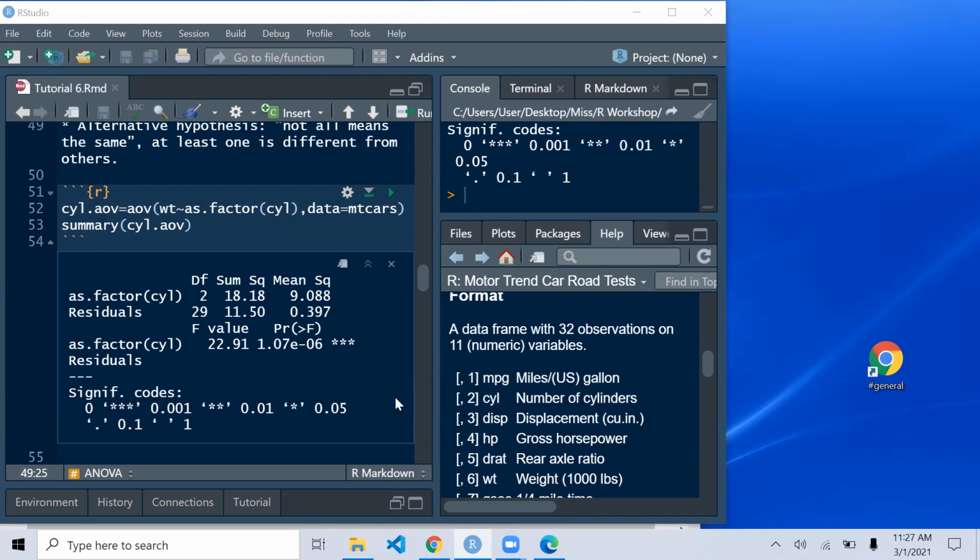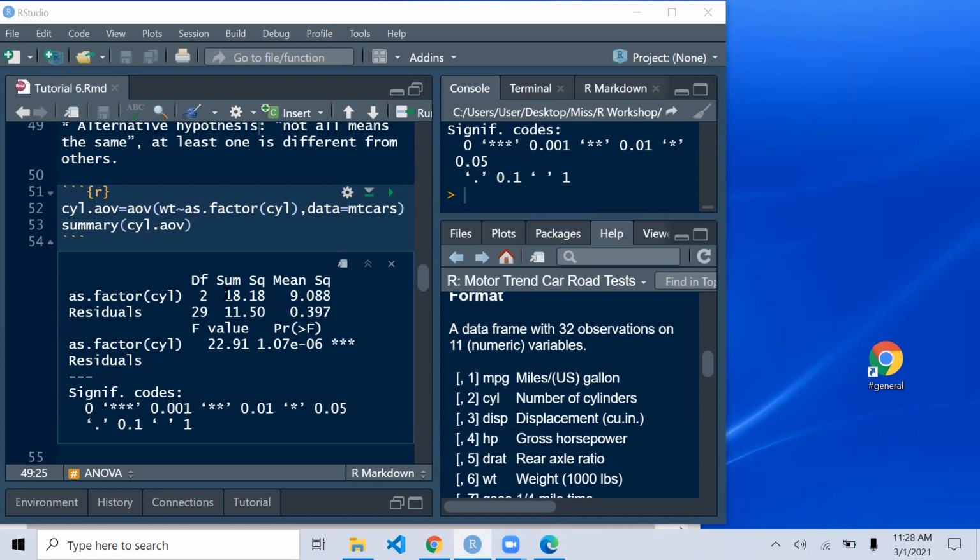Now, notice that you literally have two different classes. You have the residual sum of squares errors, and you have the betweens. This is actually the treatment effect here. The as dot factor cylinder is a treatment effect. The residuals is here. And so what it's saying is that this is the ratio of the two things.